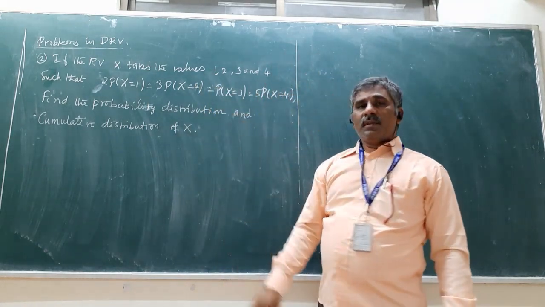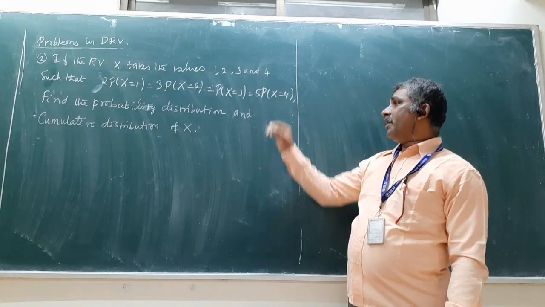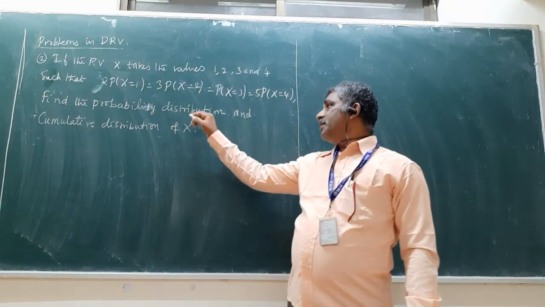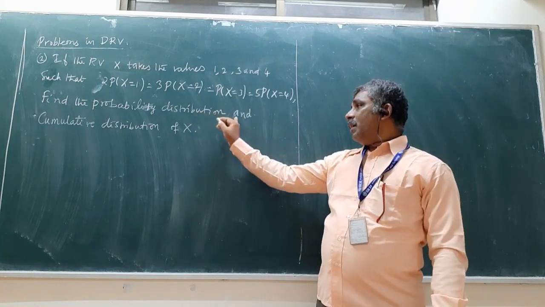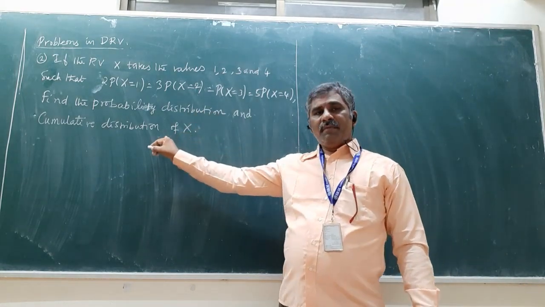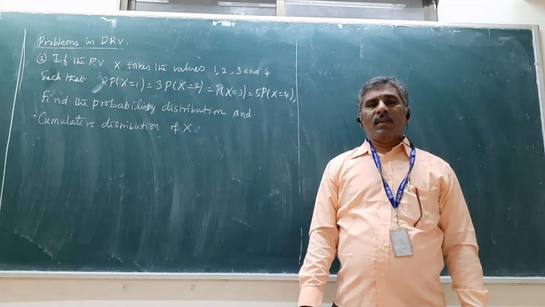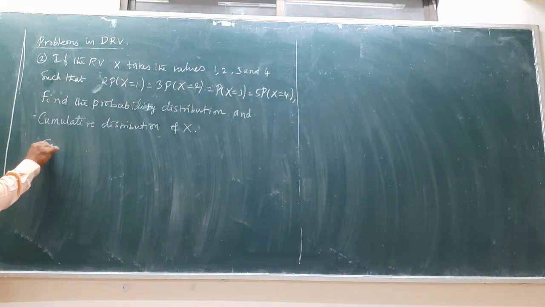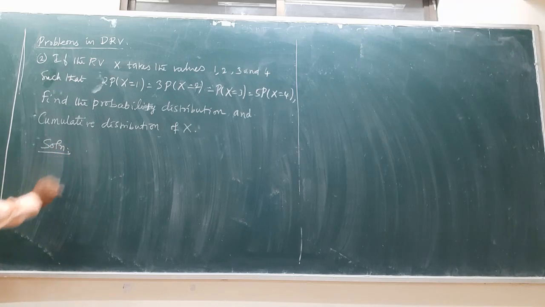Probability of x equal to 3 is 5 into probability of x equal to 4. Find the probability distribution and also find the CDF of x. How to find? See the solution. What is given here?